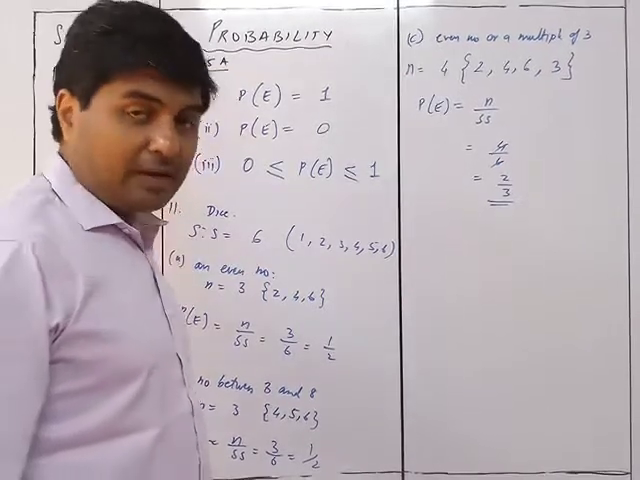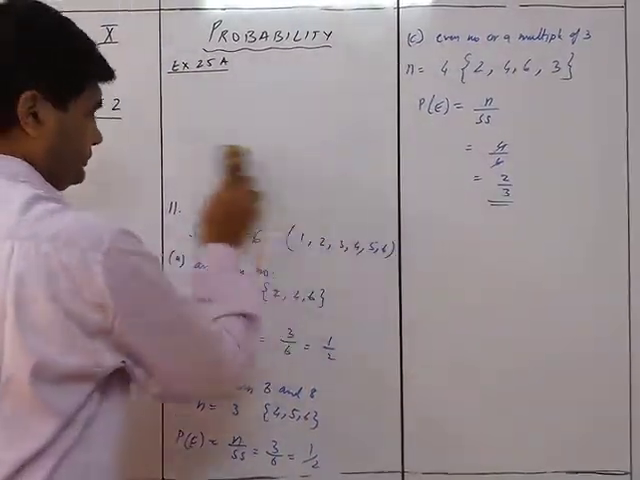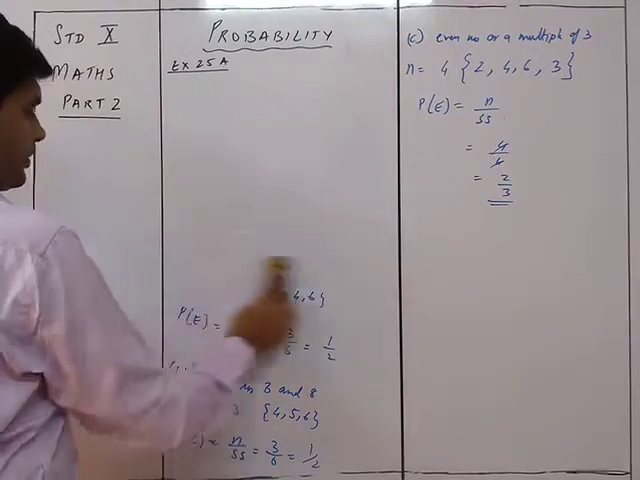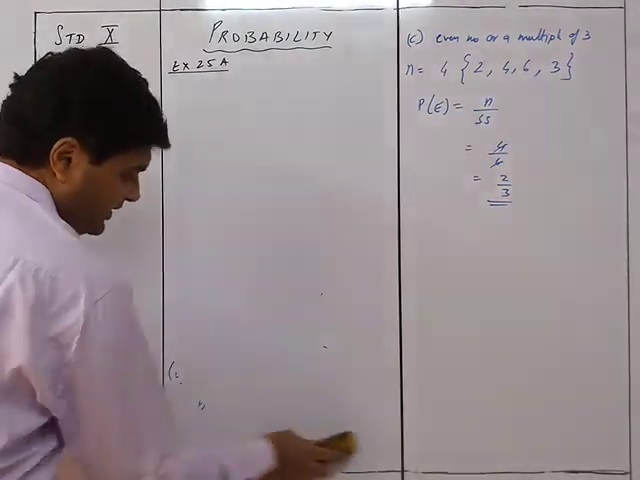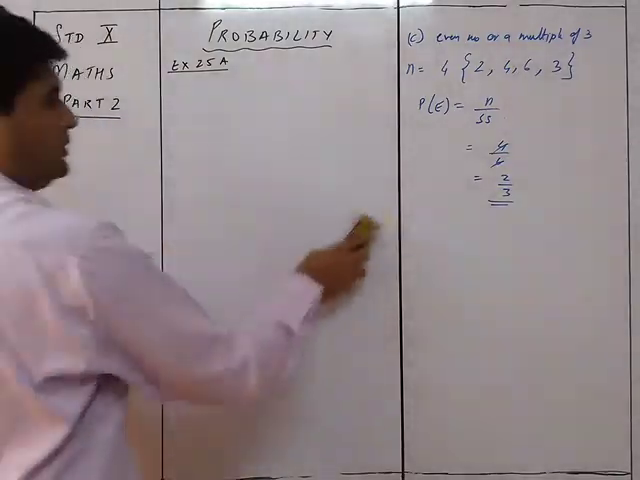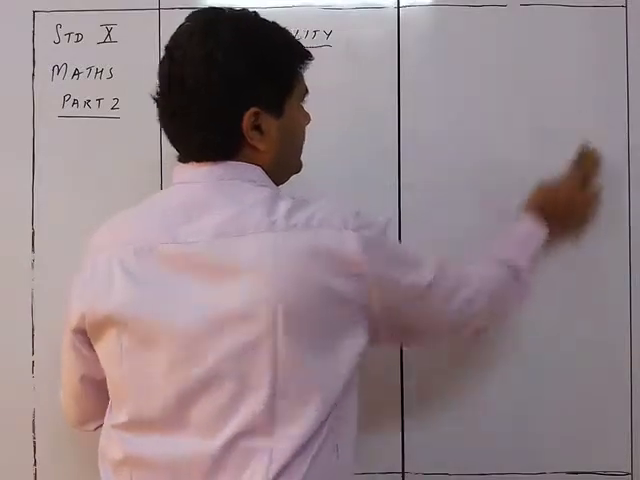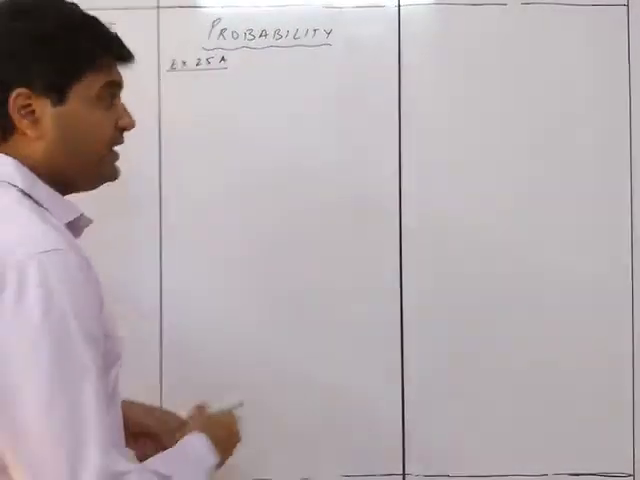We now move on to sum number 13. You can see they are easy sums, very easy sums. Nothing to calculate, nothing to worry about, very easily done.